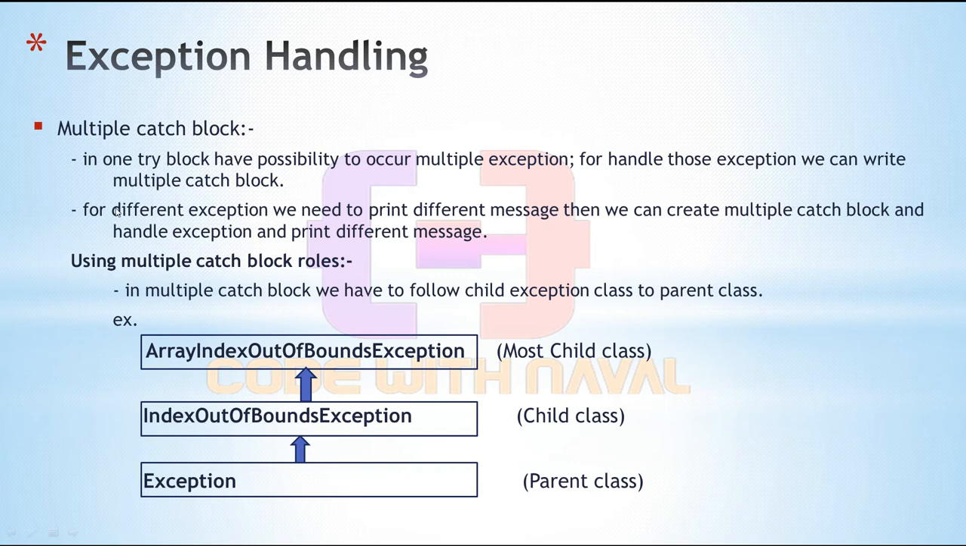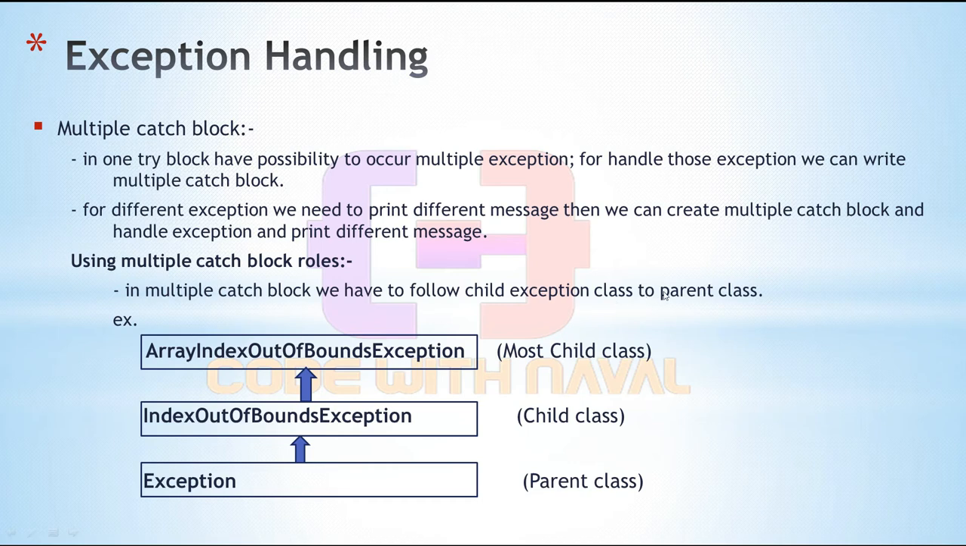For a different exception we need to print a different message. Then we can create multiple catch blocks to handle exceptions and print a different message for each exception. Using multiple catch blocks, we have to follow some rules. In multiple catch blocks, we have to follow child exception class to parent exception class.